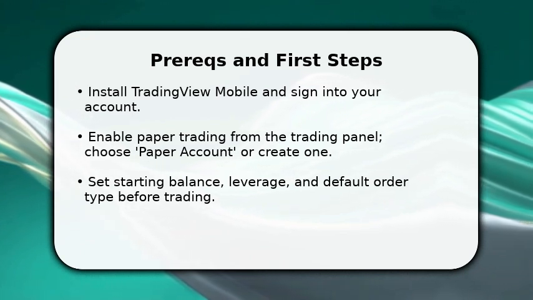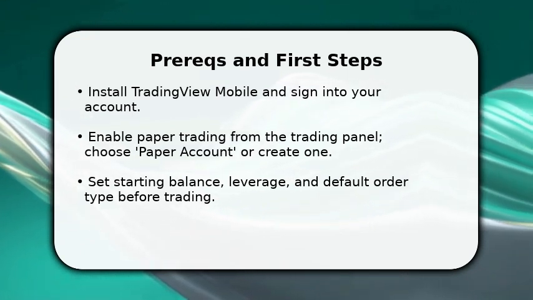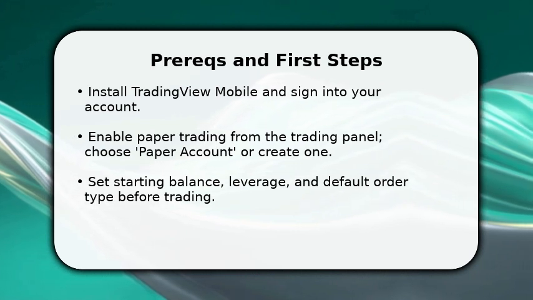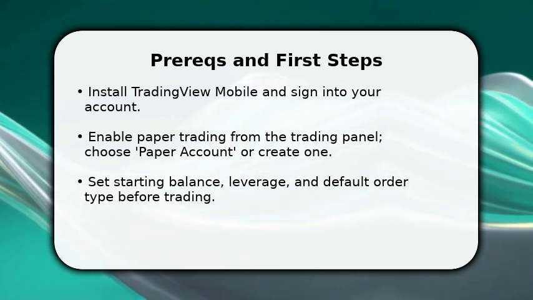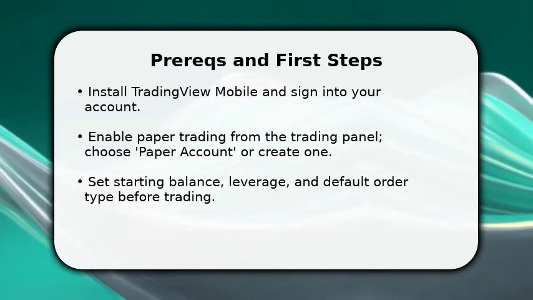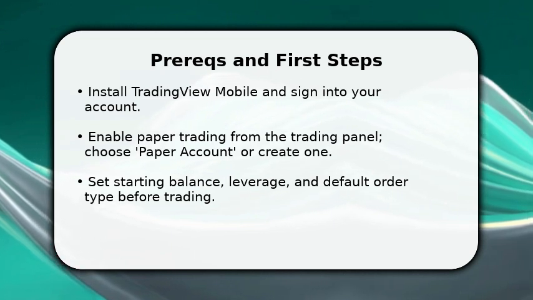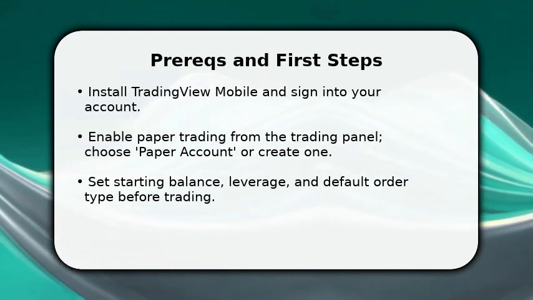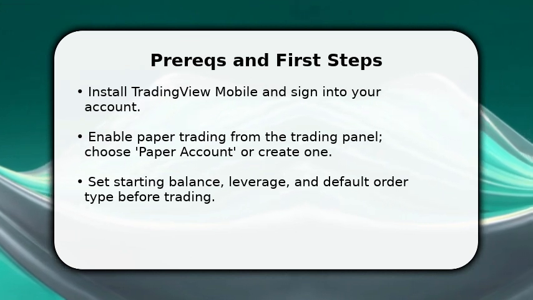Next, create or select a paper account, then set your starting balance, leverage, and default order type. Make these choices deliberately because they influence risk and P&L. Once done, you're ready to place your first simulated order and track fills in real time.